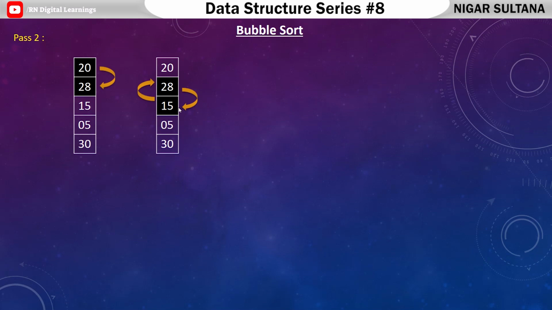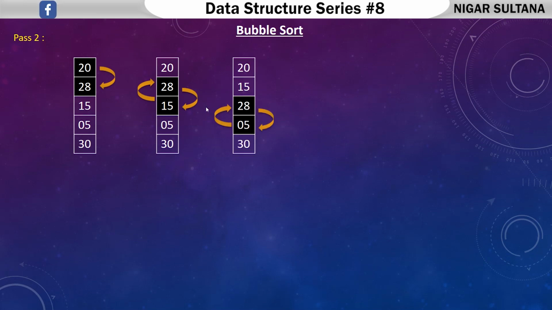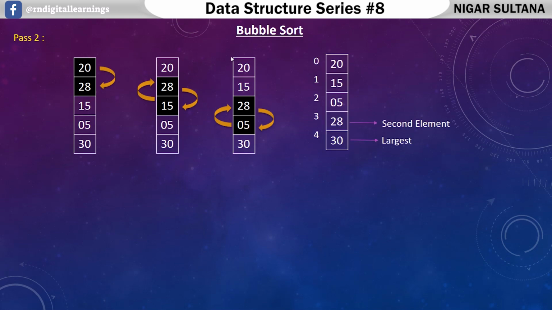Compare second element with the third element. Is second element greater than third element? Yes. If it's greater than the third element, we need to swap. 15 goes up and 28 comes down. Next, compare the third element with the fourth element. Is 28 greater than 5? Yes. If it is greater, there is a need of swapping. Again, 5 goes up and 28 comes down. So at the end of this pass 2, my second largest element will be placed at the second largest location. That is, 28 will be placed at the third location.